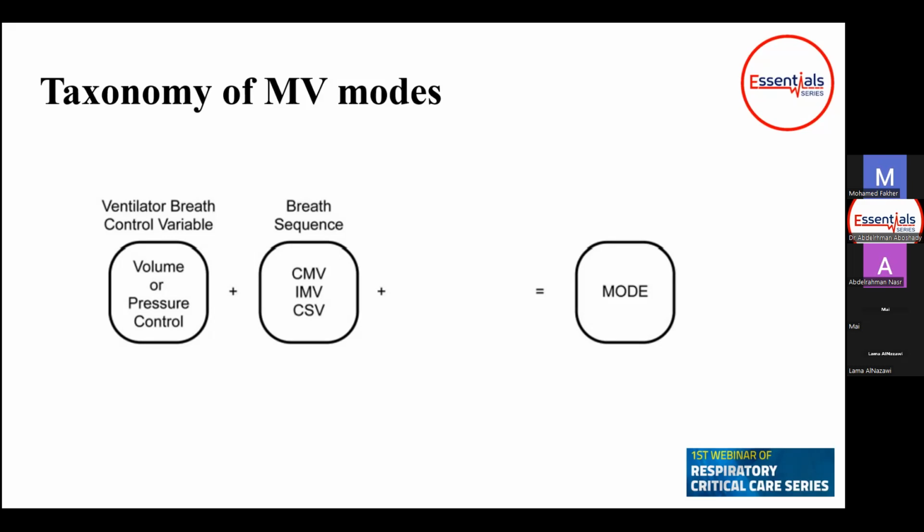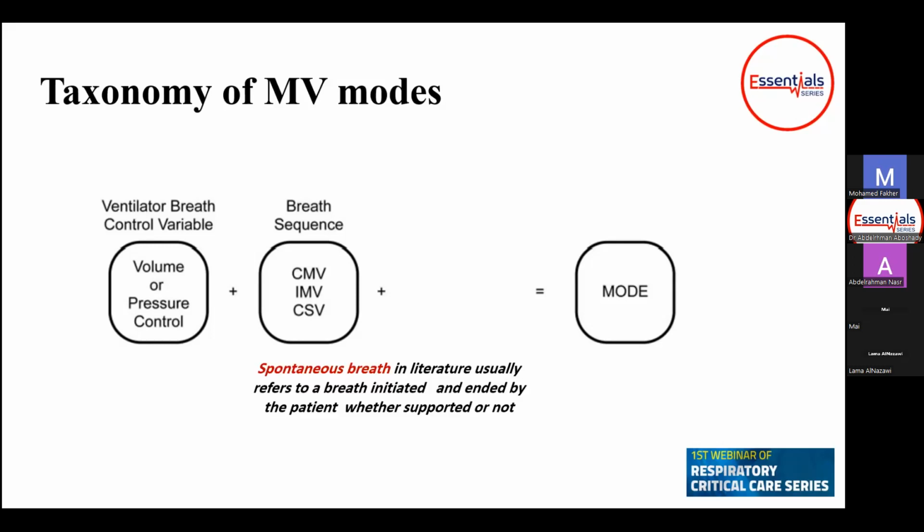This is not the CMV mode in the Hamilton or the old Evita 2 ventilators. This is part of the taxonomy of the modes. So any mode that gives only mandatory or assisted breaths is called CMV, or continuous mandatory ventilation. And any mode that gives only spontaneous or supported breaths is called continuous spontaneous ventilation, CSV. And some modes can give mandatory breaths, and in between, they give some supported or spontaneous breaths, like the SIMV. So the breath sequence here is intermittent mandatory ventilation. So we have three breath sequences: CMV, IMV, and CSV.